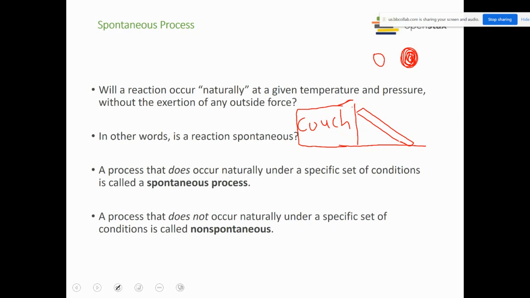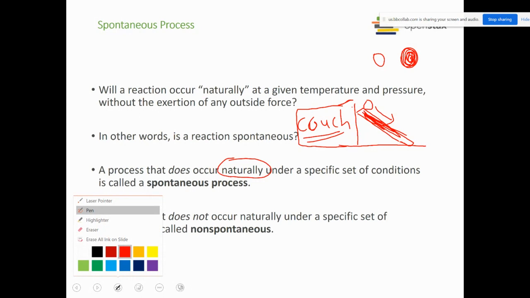Anyways, let's say I put my cat's ball at the very edge. What is going to happen if I leave it there? Well, if you know the answer, the ball is going to roll down the plank of wood and keep on rolling until friction stops it. Now, this kind of process, the rolling of the ball down the wooden plank naturally, under this condition where the plank is at an angle, is called a spontaneous process.